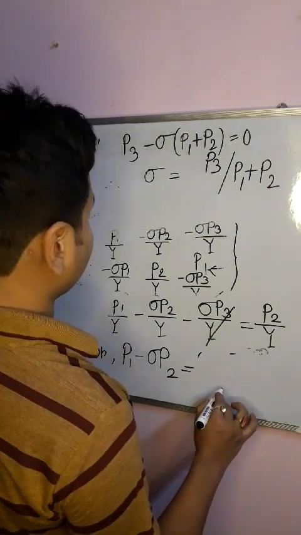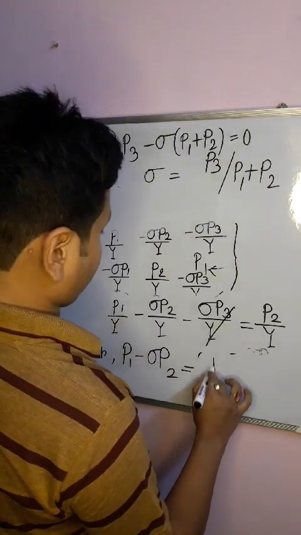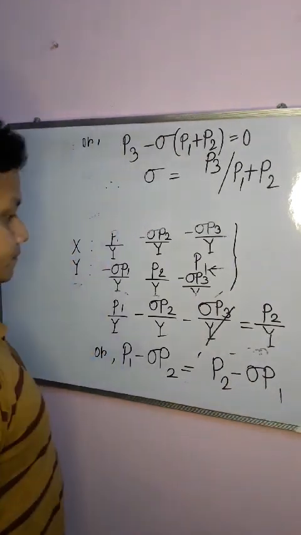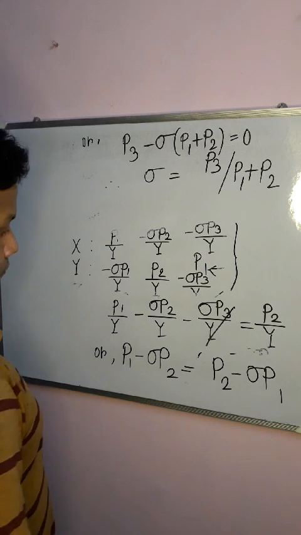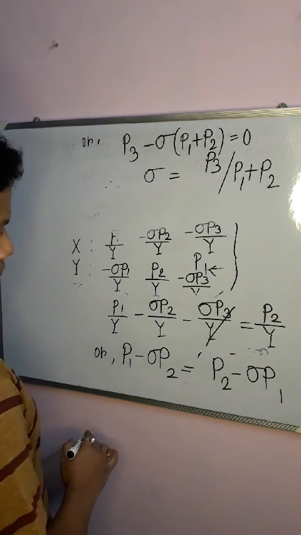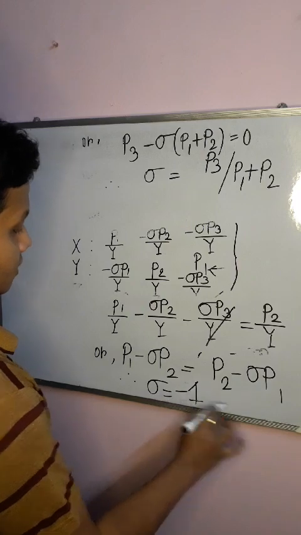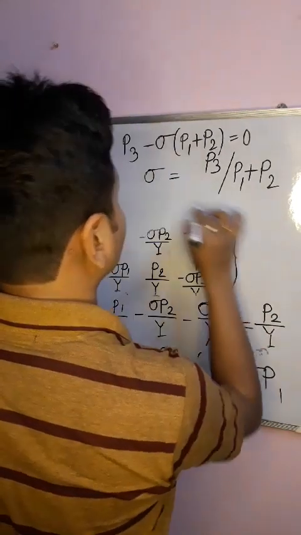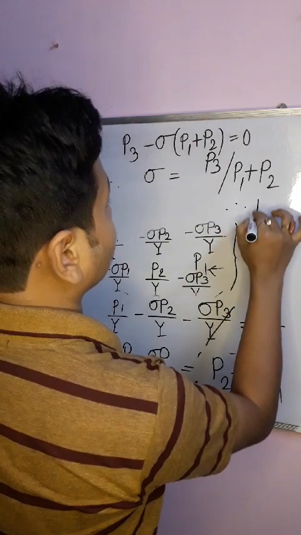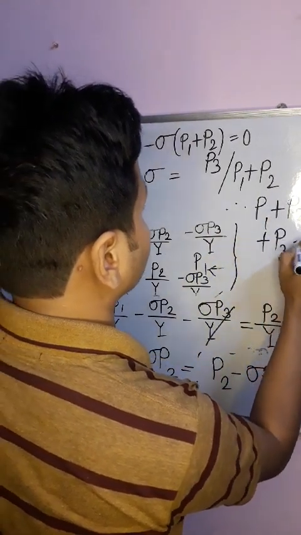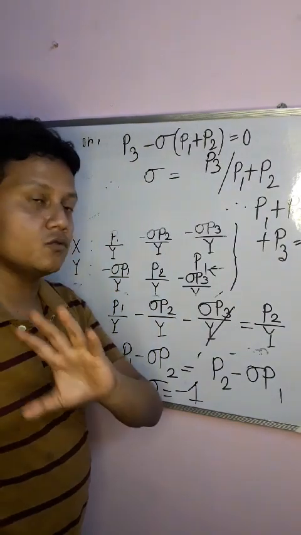This is simply, so from which we get sigma equals minus 1. Fine, and if we put the value of sigma as minus 1, then we get P1 plus P2 plus P3 is 0. So this is the required condition.